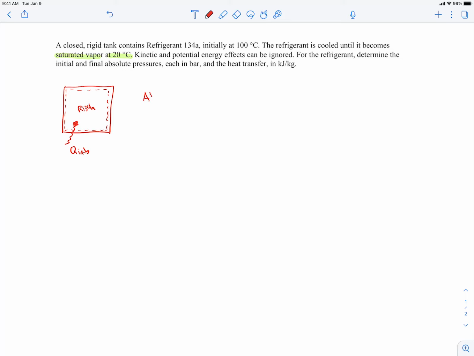So at state 2, I know I'm in a saturated, let's spell it properly first. I know I'm dealing with a saturated vapor, and I know that T2 is equal to 20 degrees C. So what I'm going to do is go to the saturated liquid vapor mixture table for R134A, since that's the material I'm dealing with, and I'll look at the table organized based on temperature, since I'm given the temperature here. So let's do that.